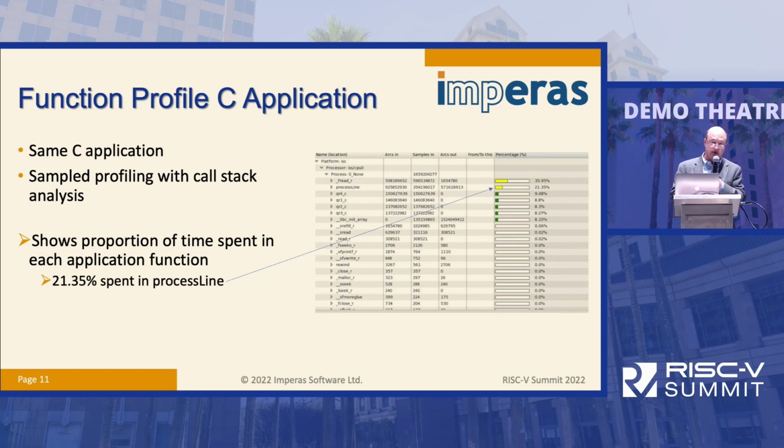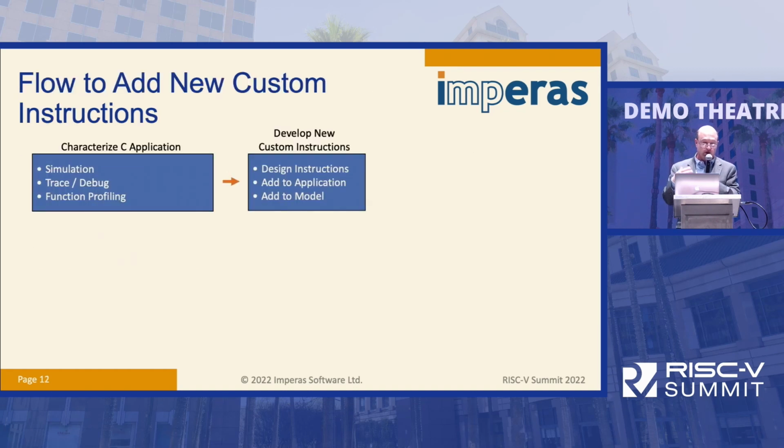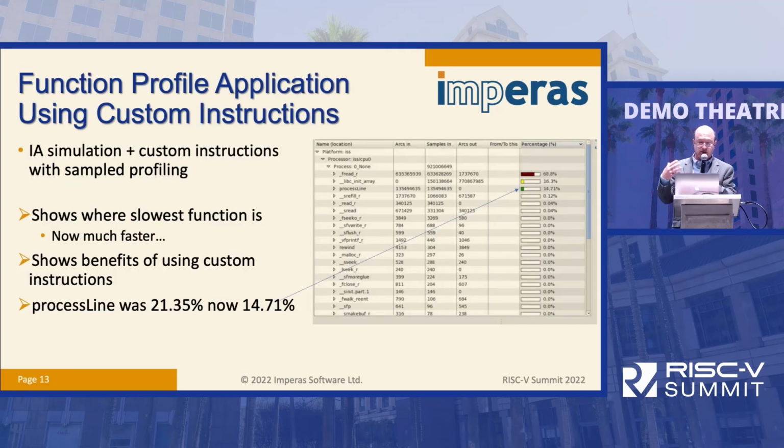So here, we're just doing the basic profiling. This is a profiling tool, and what we're showing here doing function profiling is that over 21% of execution time is in this one process line function. So now we're going to go and design the new custom instructions, add them to the application, add them to the model, and simulate again.